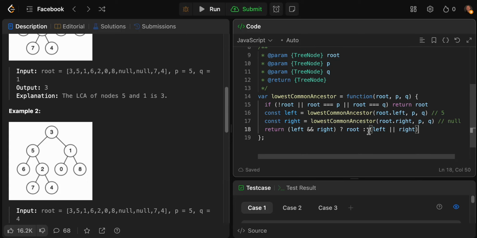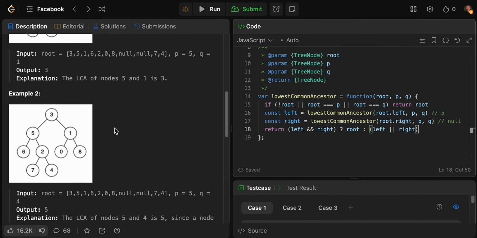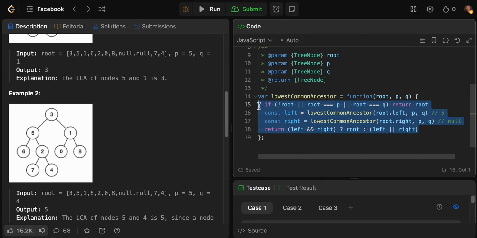It's pretty straightforward. It's only tricky if you haven't seen a question like this, but once you understand how the logic works, it's pretty straightforward. I know if you've never seen a question like this, if I just show you these 4 lines of code, you may not understand what is going on.